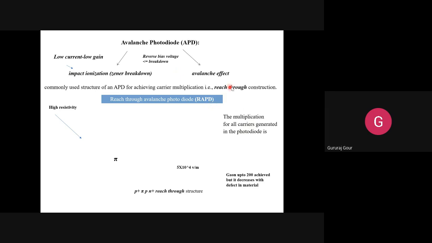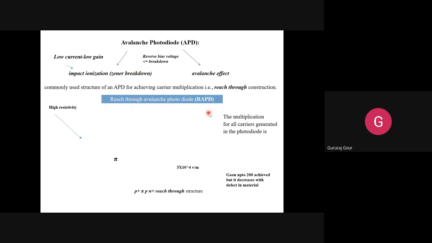That we'll see now. Till now, in the context of this slide, I have given sufficient background and justification for why we are going from PIN to APD or RAPD. What is the need for that? This is the need. And what are the two phenomena involved in the APD which give us the larger current or gain? 200 times more than that of the PIN diode. These two phenomena will give us low to high current, low to high gain, 200 times more.